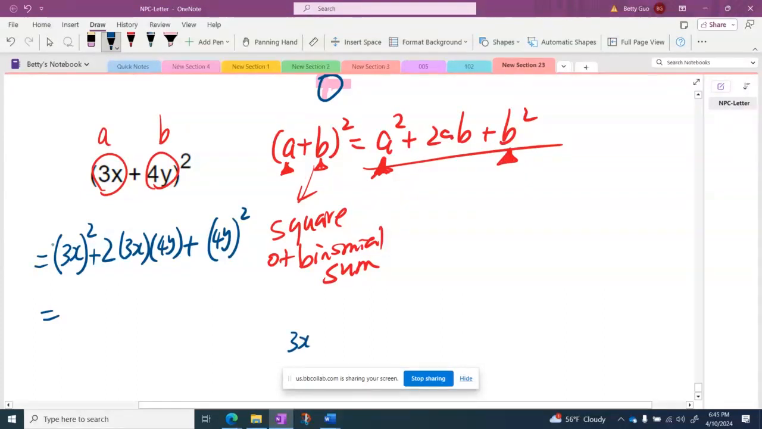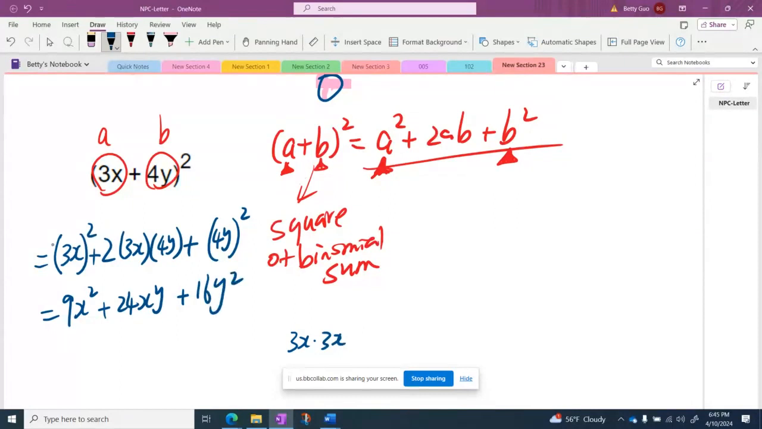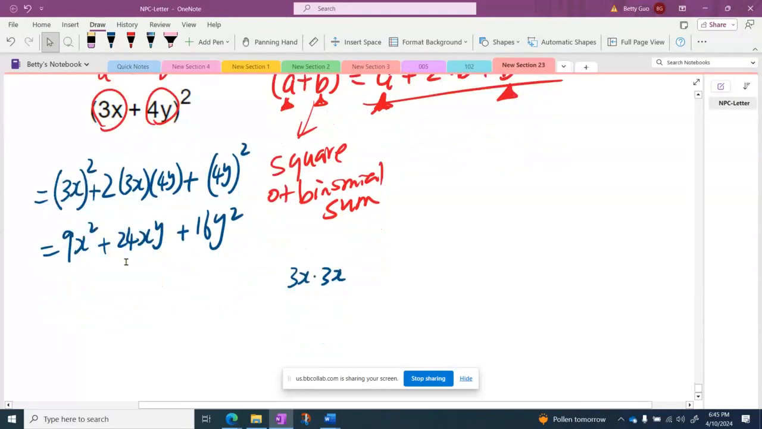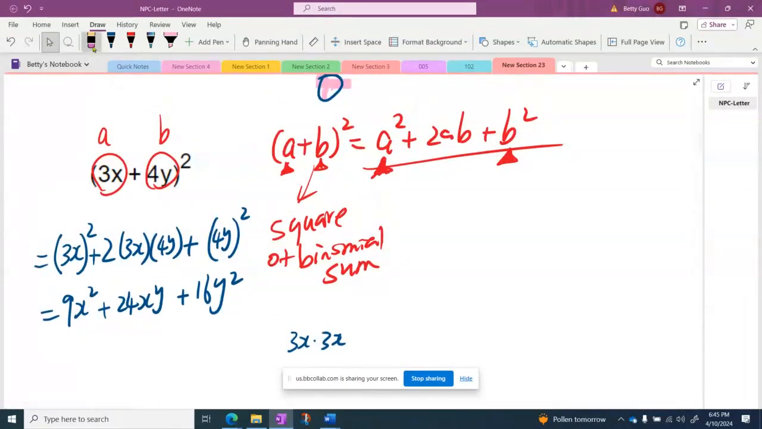3x squared is 3x times 3x, so we're going to have 9x squared. In the middle, we have 2 times 3 times 4, that is 24xy. And the last term, 4 times 4, 16y squared. So that's the answer. If you really have trouble applying the formula, which I believe some of you do, you can use the box method.